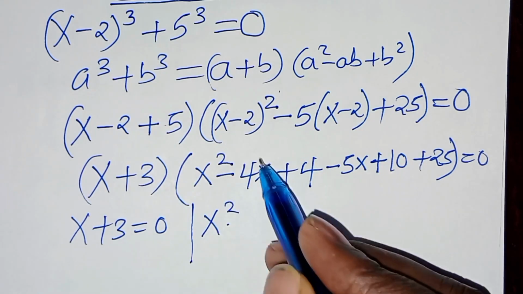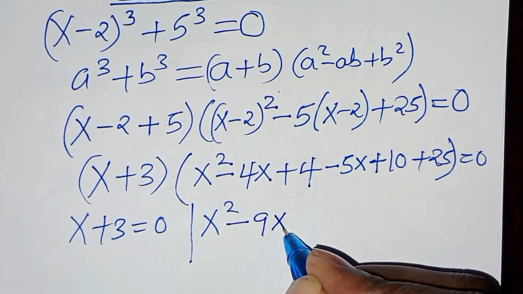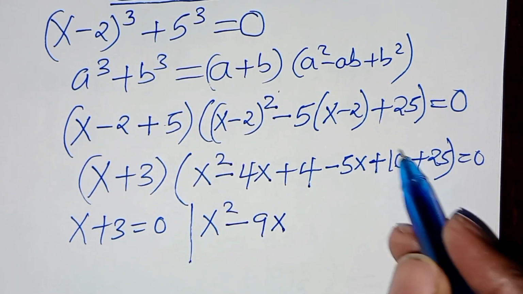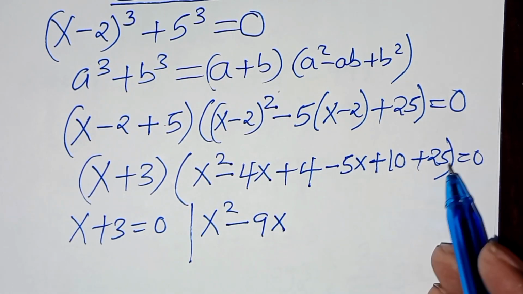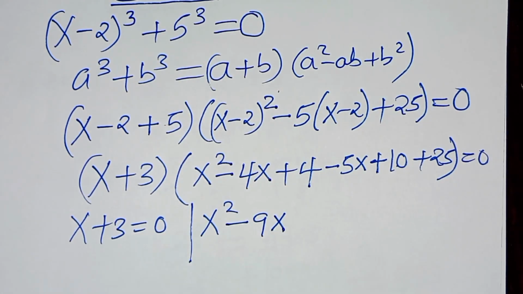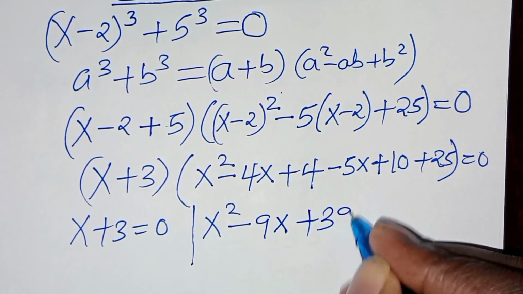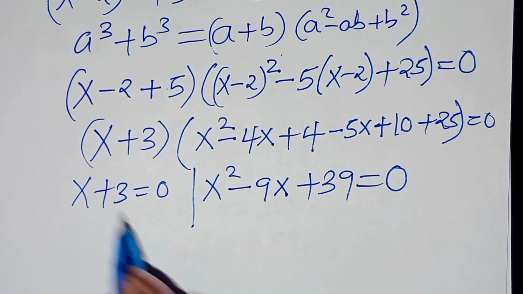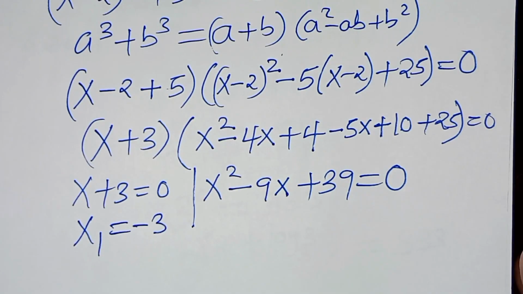Now we have −4x − 5x, so this is −9x. Then we have 4 + 10, which is 14, and 14 + 25 is 39. So + 39 is equal to 0. Now, from the first part here, x1 is equal to −3.